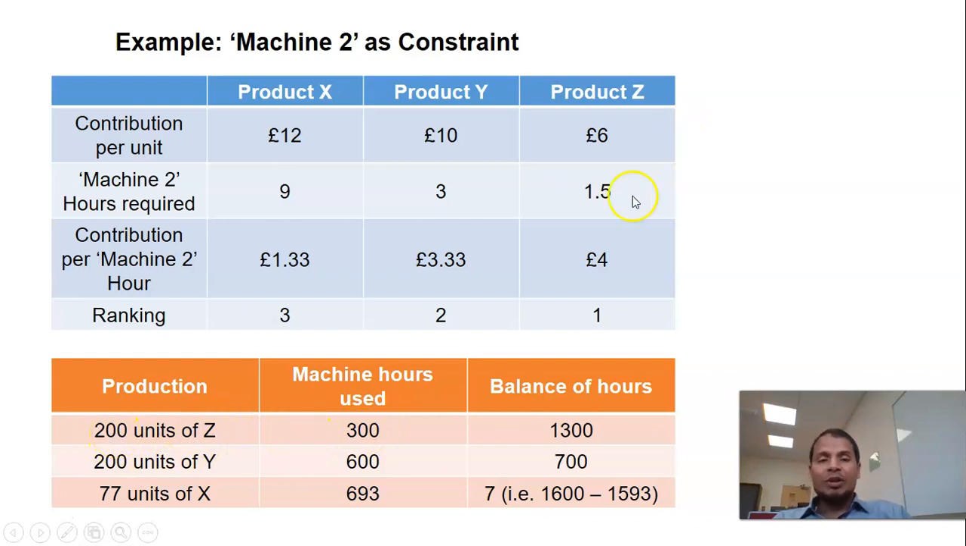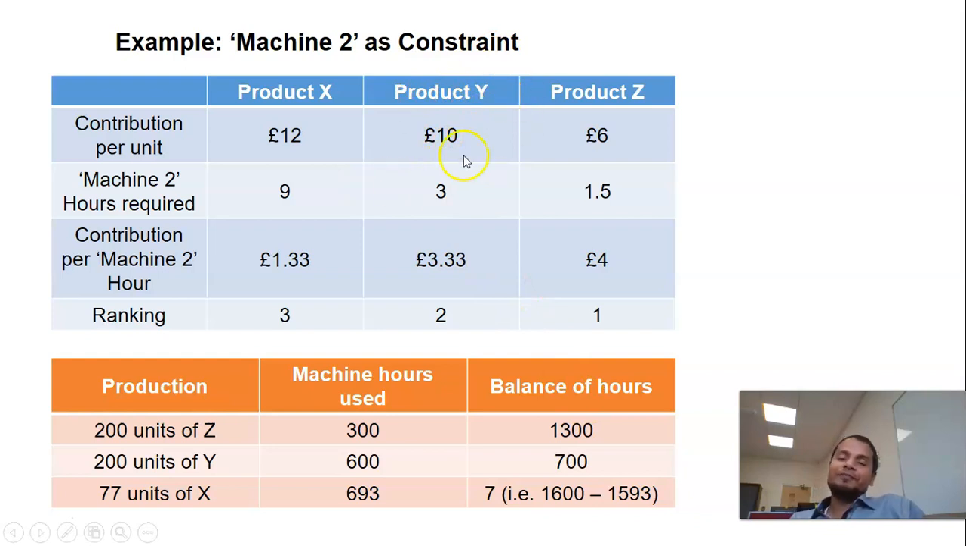So 200 multiplied by 1.5 is 300 hours you need. Okay, so 300 already you used for Z. How many hours remain? 1600 is the capacity of machine 2, so 300 we have already allocated to product Z. So how many hours remain? 1300 hours. Okay, next, what's the second choice?